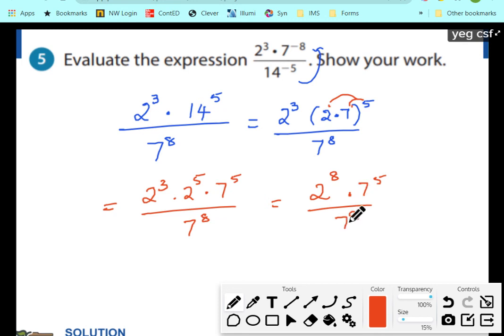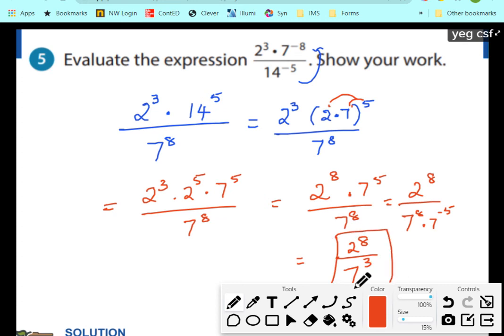I still see the same base. I'm going to bring it down. This is a small number, so bring it down. It was positive, becomes negative. So it's going to be 2 to the 8 on top, and then 7 to the 8 times 7 to the negative 5. Because it's positive, when you bring it down, it becomes negative. Okay, that's it. So we're almost there. So it's 2 to the 8 on top, and then bottom, keep the denominator, and then 8 minus 5 is 3. We simplified all the way down.